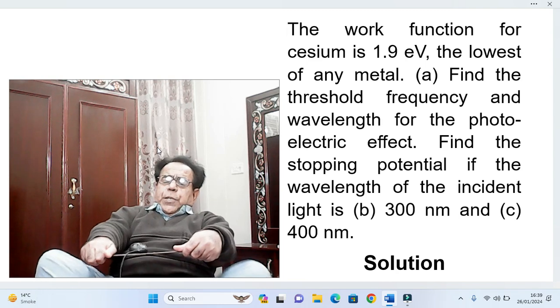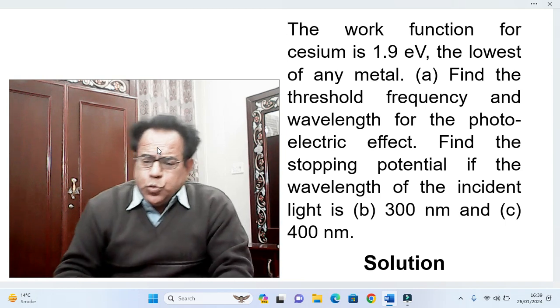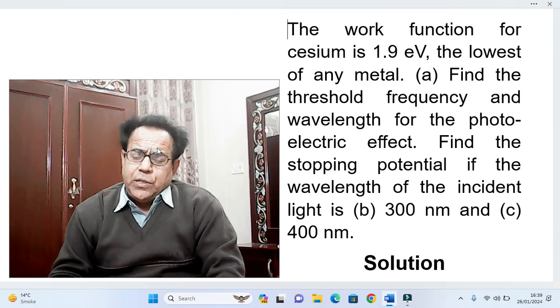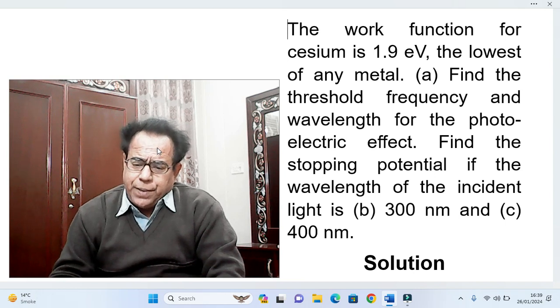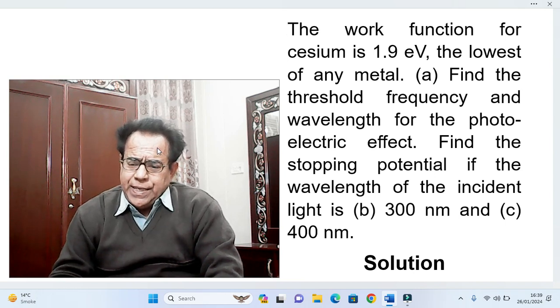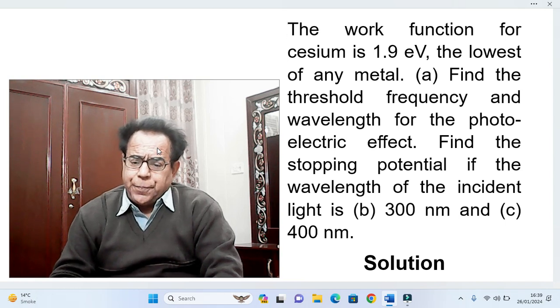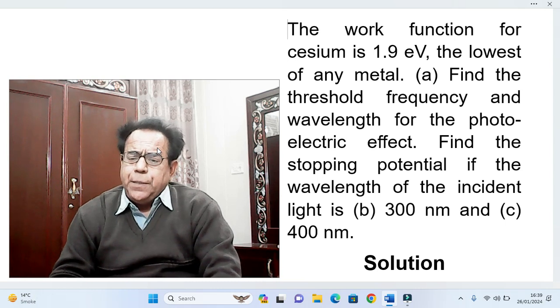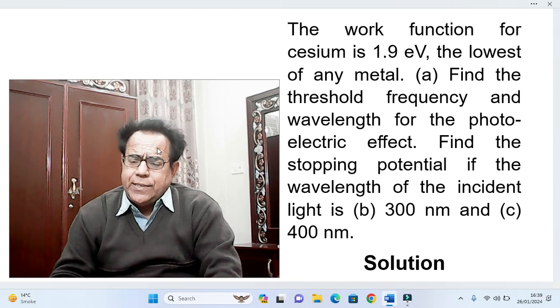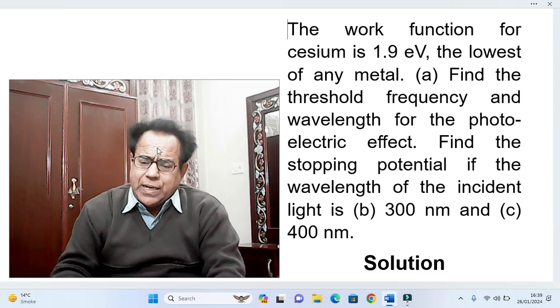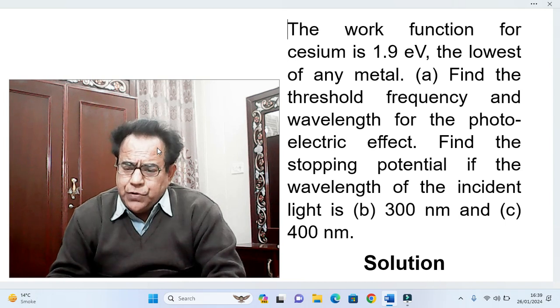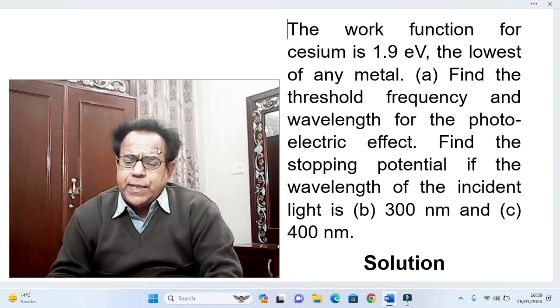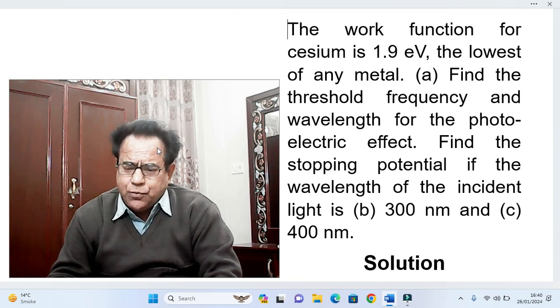So in part A we have to find out two things: threshold frequency and threshold wavelength, while in parts B and C we have to find out potential difference, while the wavelengths given are different from the wavelength which we have to find out in part A. This threshold wavelength will neither be 300 nanometer nor 400 nanometer.